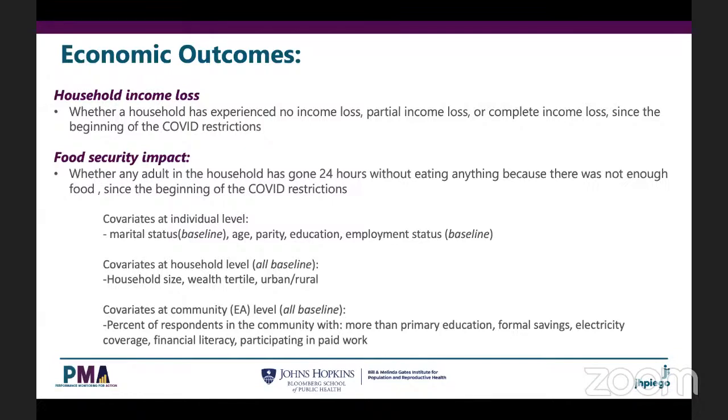And then we also asked about food security. That question was whether any adult in the household, not just the woman herself, had gone 24 hours without eating anything because there was not enough food since the beginning of the COVID restrictions. And for people who work on food insecurity, I'll acknowledge there's a whole scale of questions about mild, moderate, and severe food insecurity. This particular question is measuring severe food insecurity.